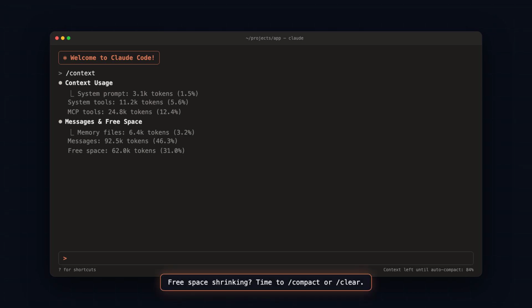So what do we do with this information? Simple. When free space gets low and messages dominate the breakdown, that's your signal to act. Run /compact to summarize the history, or /clear to start fresh. We'll cover both of those, and this report is how you know it's time.